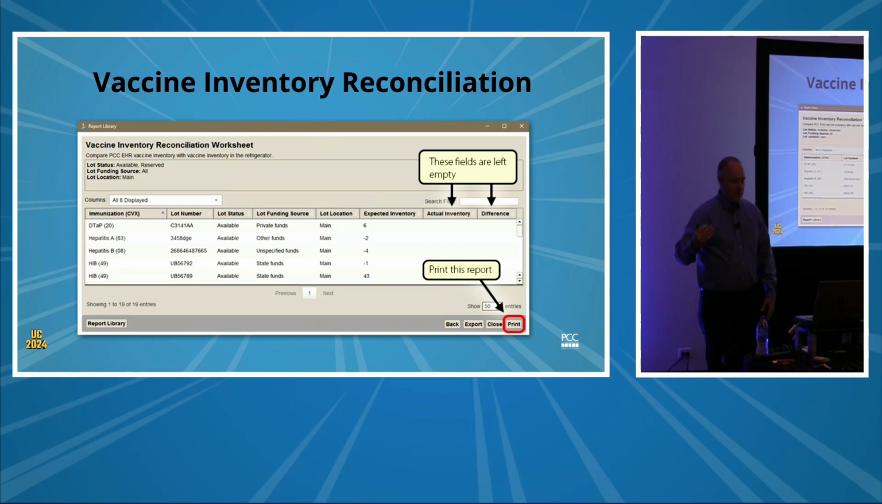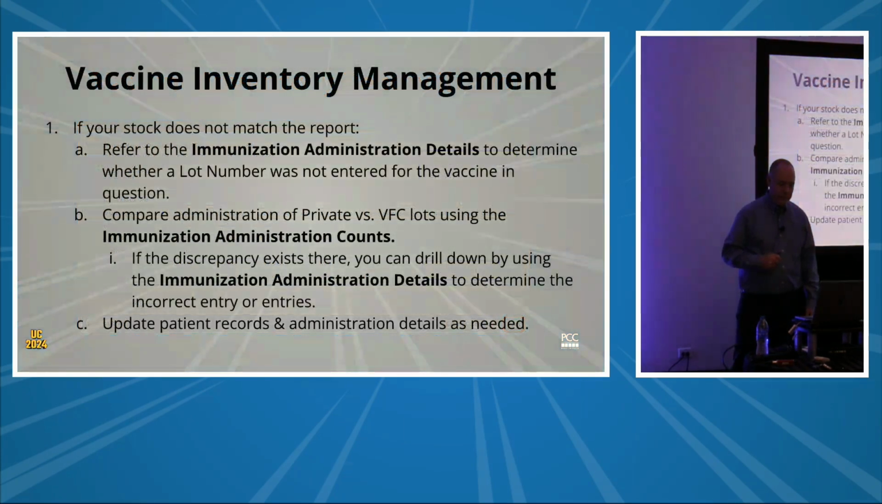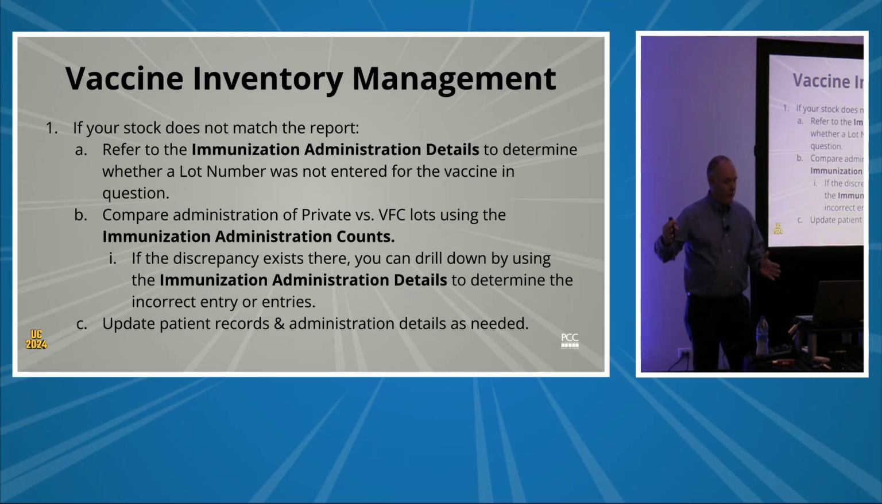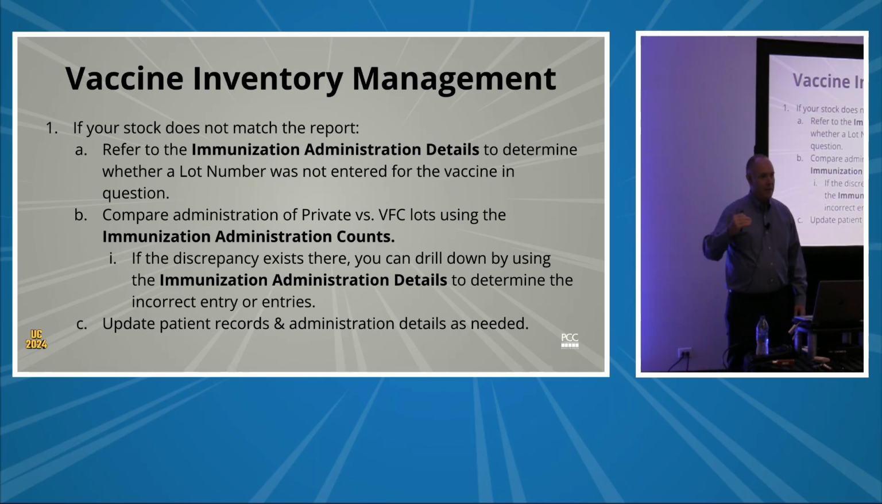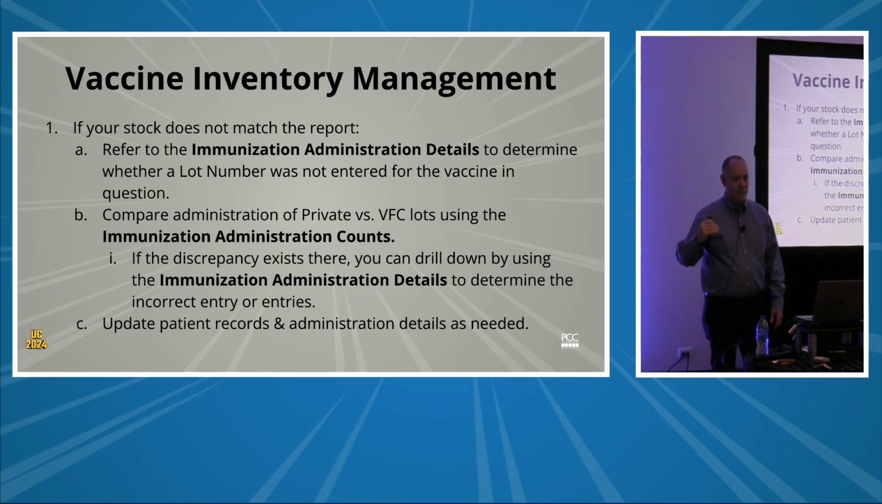But this is helpful for reconciling, and it's really all about making sure that you're entering your vaccines properly, that you're not missing a lot or not missing something. If the stock does not match what the report thinks was administered, you can use a detailed report like the immunization administration details, which will allow you to see all of the entries for a particular vaccine.